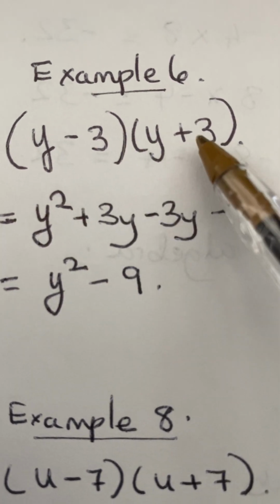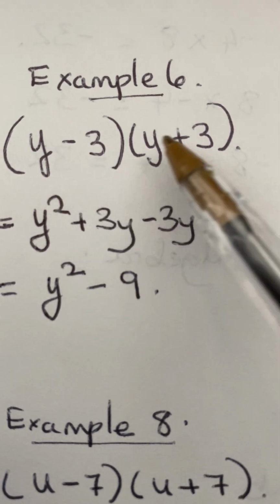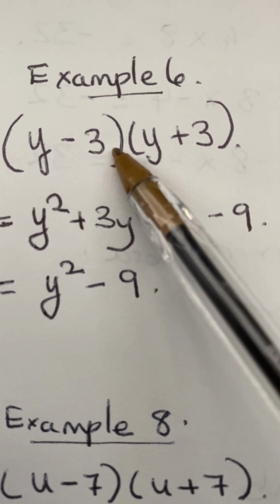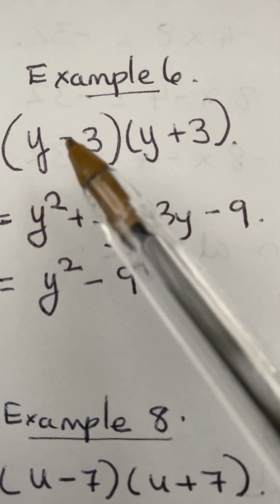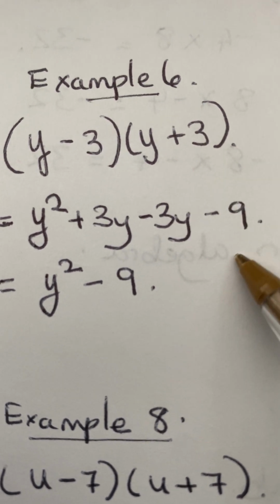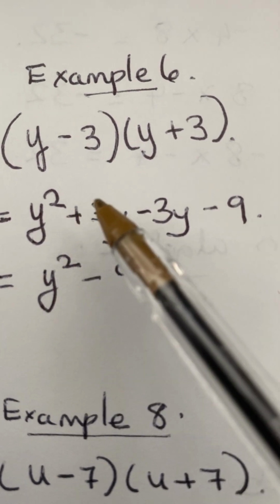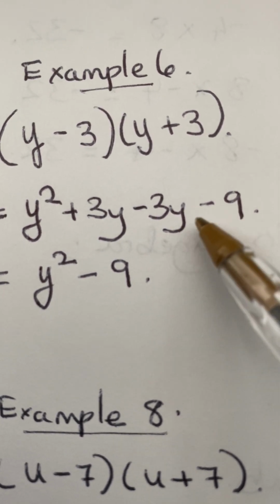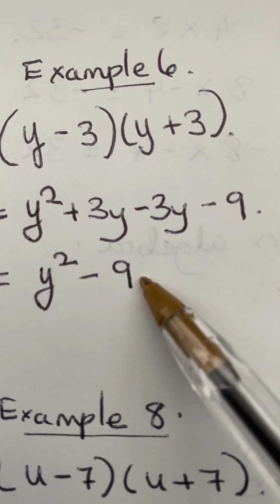So y times y is y squared. Y times plus 3 is 3y. Minus 3 times y is minus 3y. Minus 3 times positive 3 is minus 9. So y squared plus 3y minus 3y is 0, minus 9. So y squared minus 9.